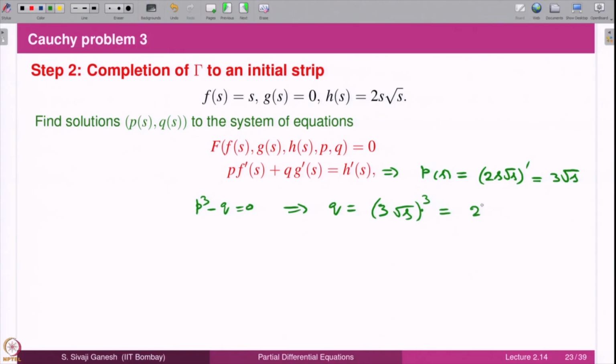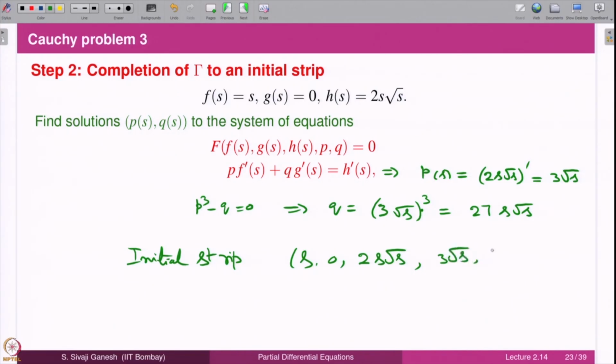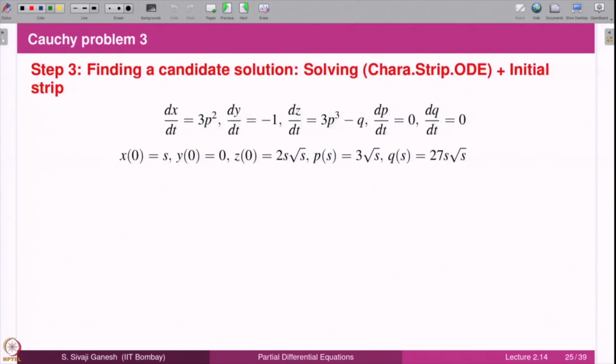That is 27 s root s. So, what is the initial strip? We have got only one initial strip here. S 0 2s root s, Ps is 3 root s, Qs is 27 s root s. So, we need to solve this system of equations.